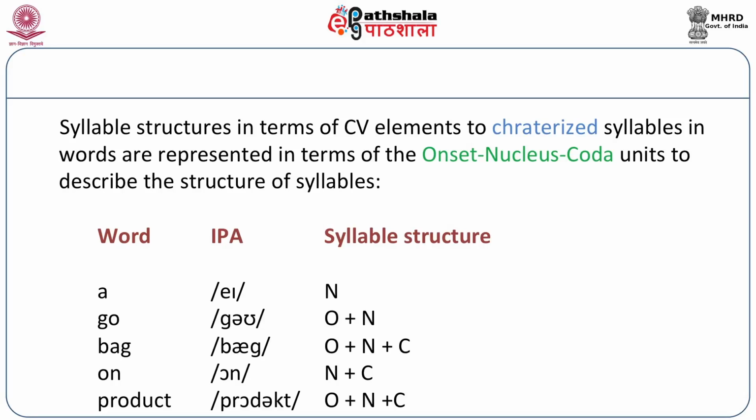You will have guessed now that most of the sounds that occupy the position of the nucleus are vowels, and those which occupy the position of the onset and the coda are consonants. Although we have single units such as O and C to represent onsets and codas, we should recognize that the structures of the onsets and codas can be simple or complex, as we see on the screen.